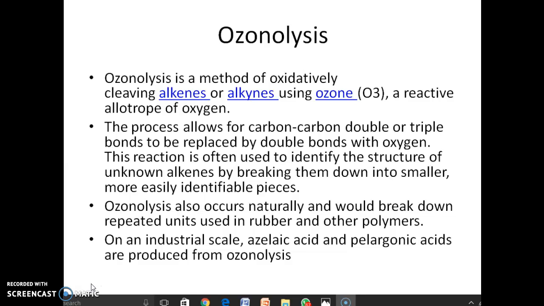Ozonolysis also occurs naturally and would break down repeated units used in rubber and other polymers. On an industrial scale, azelaic acid and pelargonic acid are also produced from ozonolysis.